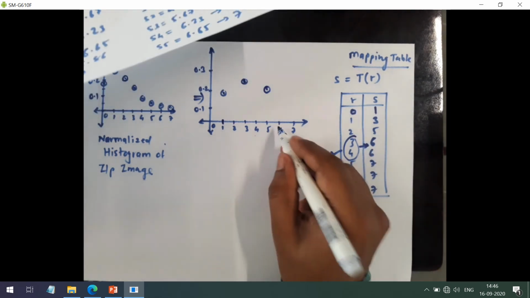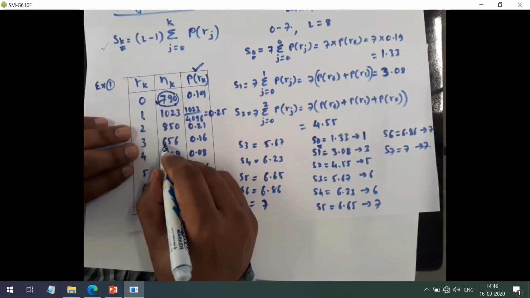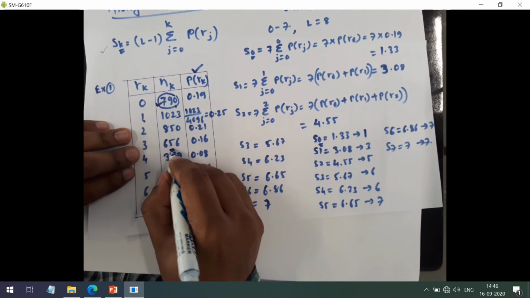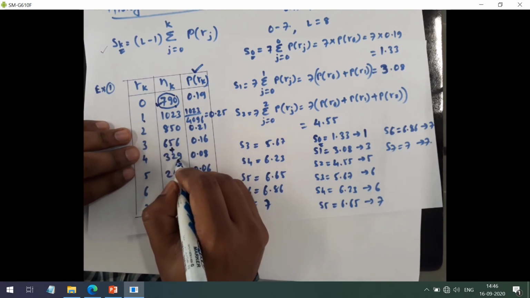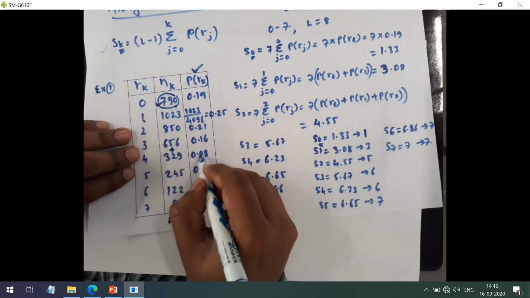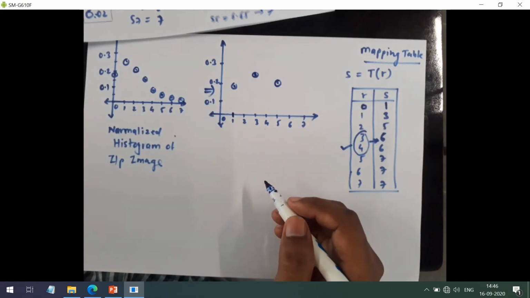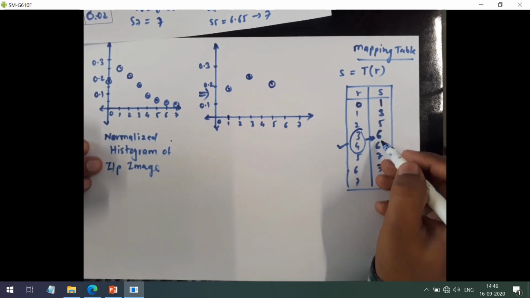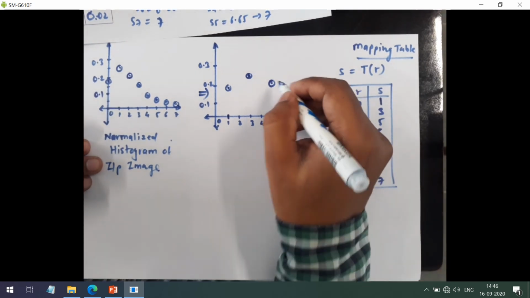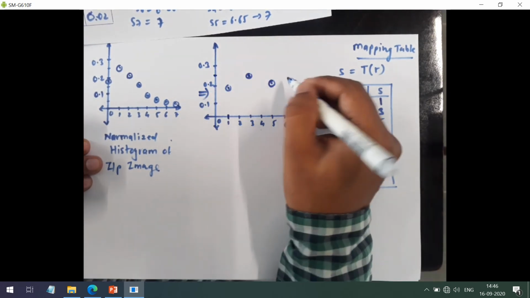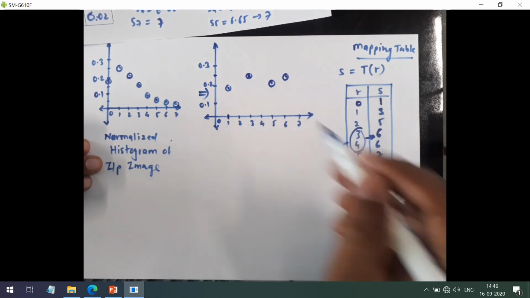So in the output image, how many pixels will have 6 value? 656 plus 329, okay. That means 0.16 plus 0.08, that is 0.24. That many pixels will have intensity 6, okay. 0.24, this is 0.25, so around here, okay.